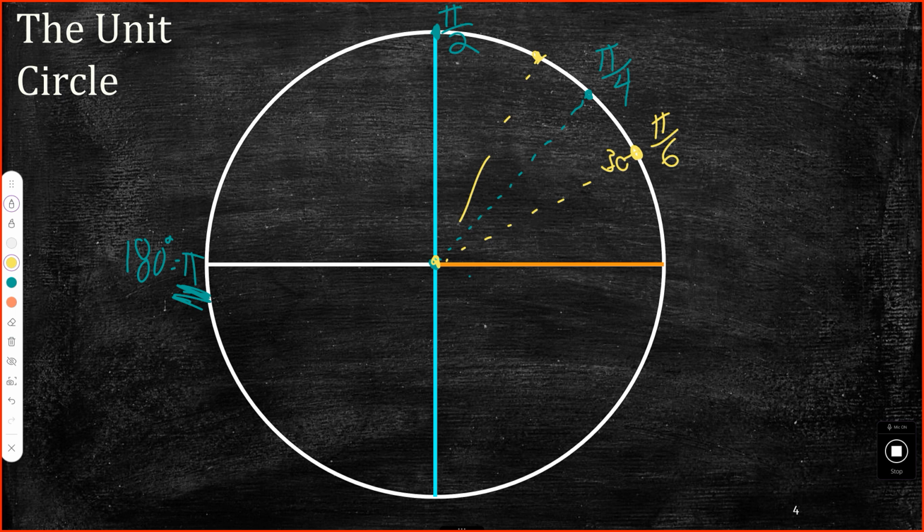What would this one up here be? Pi divided by 3. Yes. What would this one be here then? What would this one be? 120. What would this one be?